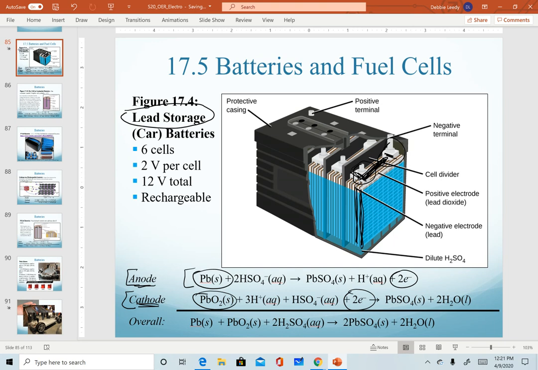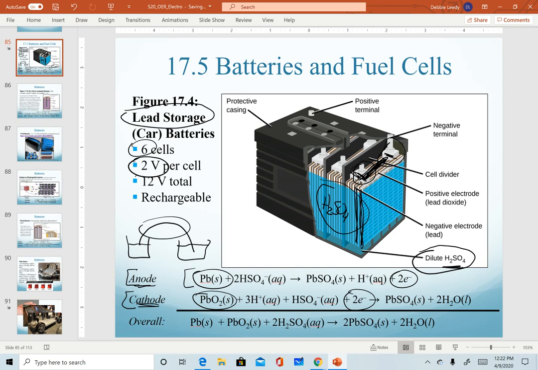The other interesting part is that the salt bridge is dilute sulfuric acid. So you've heard about battery acid. If your battery ever leaks, that's battery acid that's coming out. That is sulfuric acid. And that sulfuric acid is the salt bridge. So rather than having a bridge that connects the two compartments like we drew in our galvanic cell, these plates are all literally just sitting in a solution of sulfuric acid. And so each of the cells that we have in a car battery are only 2 volts. We put a total of 6 cells together, and that's how we get the 12 volts total.